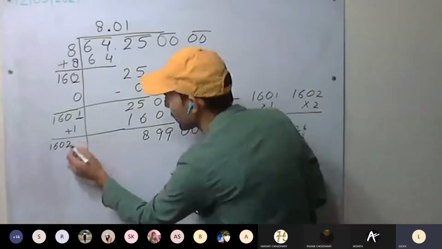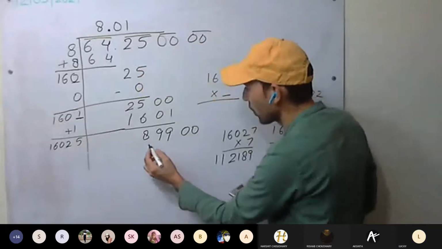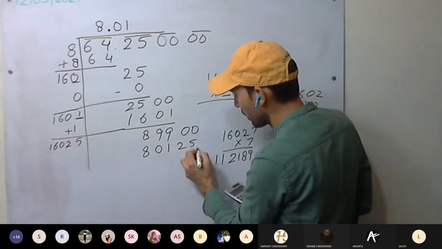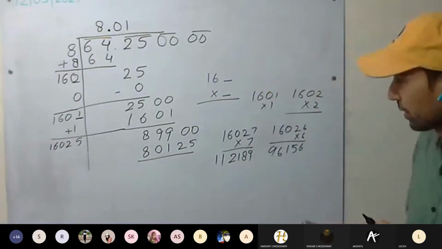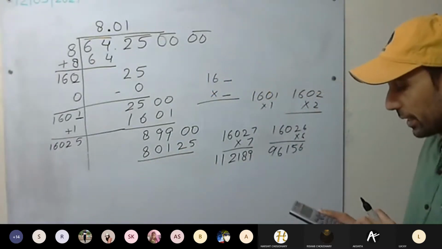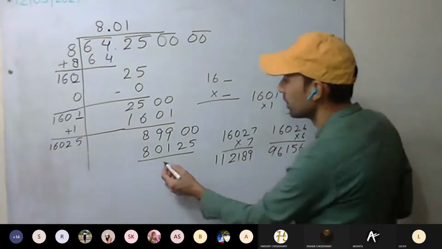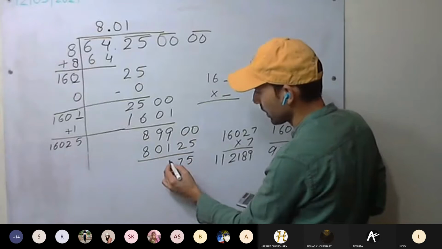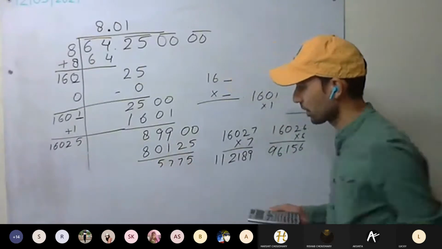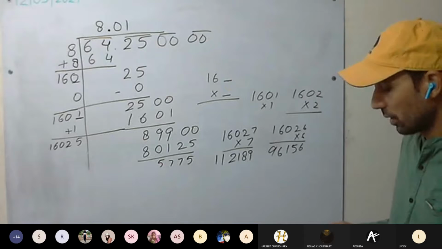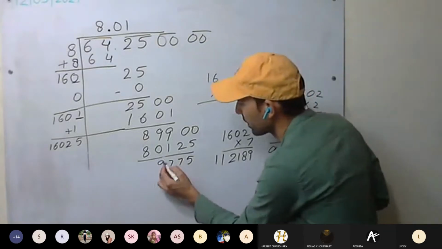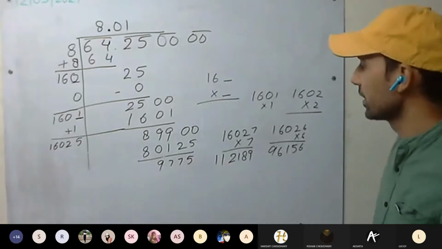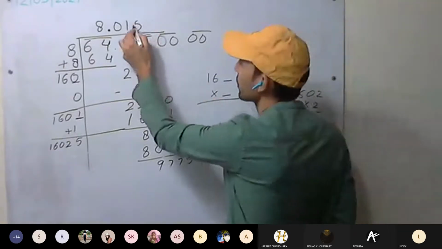Okay, so we let it go. 5. How much did you get? 8, 0. 1, 2. 2, 1 to 5. Okay. Subtract it. 9, 9, 9 here, not 5. Okay. 9, 7, 7, 5 you have got. Okay. Here we have got 5.